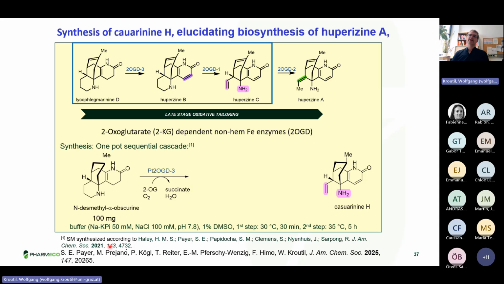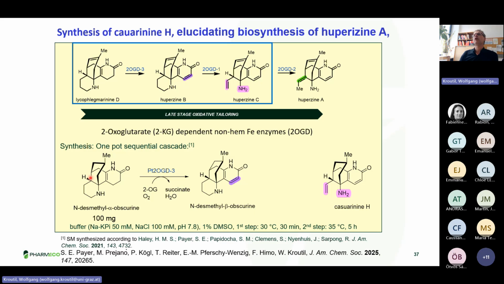Stefan Bayer from my group has been to the group of Sabong in the US, and there they made this N-desmethyl alpha obscurin. Then back in Graz, we investigated whether we can get from this N-desmethyl obscurin with enzymes to castorinin. And he showed that the first dehydrogenation step works rather nicely.